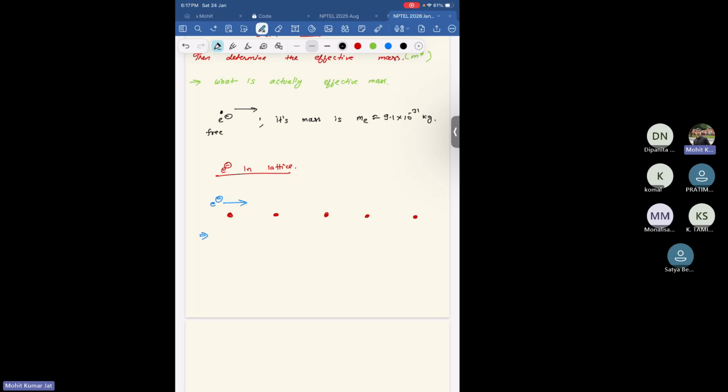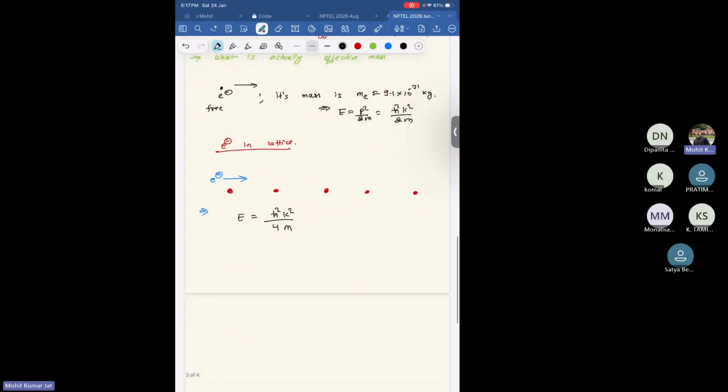Now for the free electron, we know E is p square by 2m, and that is h bar square k square by 2m. But if your dispersion is slightly different, then you might get a dispersion which is h bar square k square by 4m. Let's say that's what we have in our question. So in that case, now your electronic mass, you can write like 2 and then 2m.